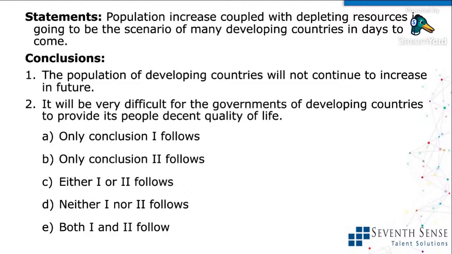Guys, quickly try to answer this. See the conclusions. Are we telling that the population of developing countries will not continue to increase in future, or are we trying to tell that it will be very difficult for developing countries to provide decent quality of life, or maybe both, or maybe neither? Okay, Ankita has gone with B. Good. Others, be quick.